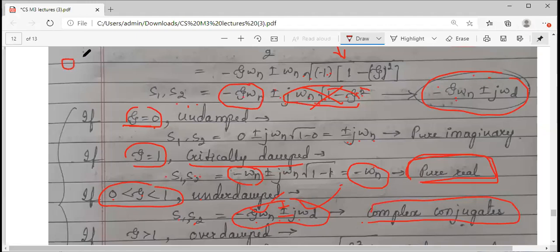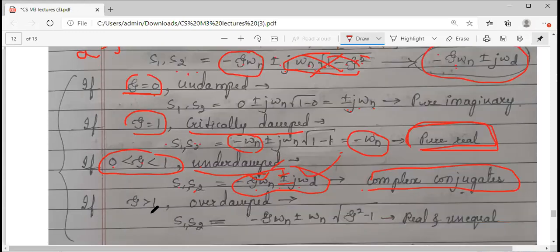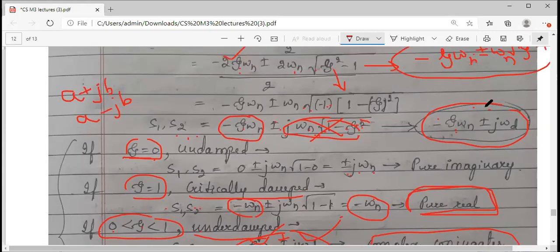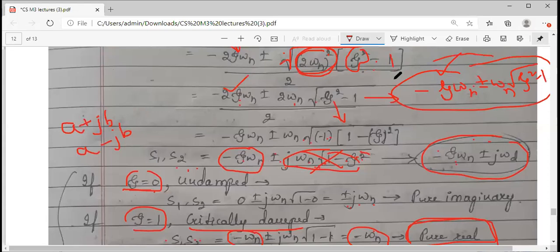Conjugates, you know what we mean by conjugates? If you have a root A plus JB, the conjugate is A minus JB. So the roots are complex conjugates. This is the third category, that is underdamped. Coming to the fourth category, overdamped, that is damping ratio greater than 1. For that, I will take this equation. I will not take this other one.